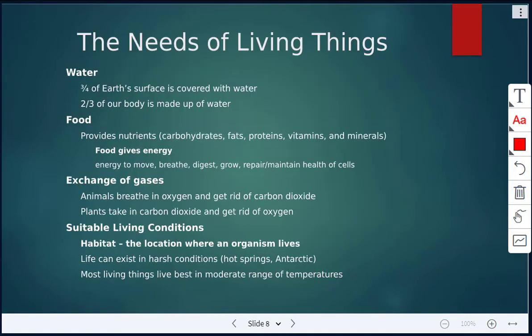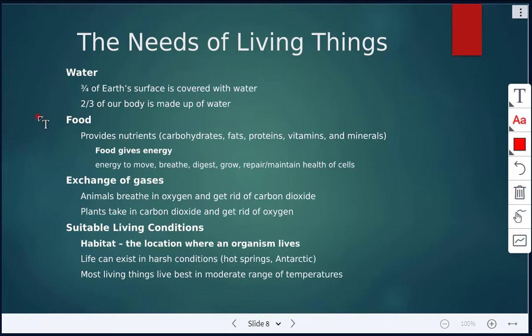Great. So just to clarify, a community. So next, we're just going to talk about the needs of living things. So for grade 7, we talk about these needs of living things. The first one is water. 3/4 of Earth's surface is covered with water, and 2/3 of our body is made up of water.